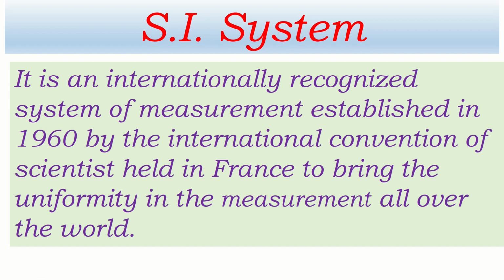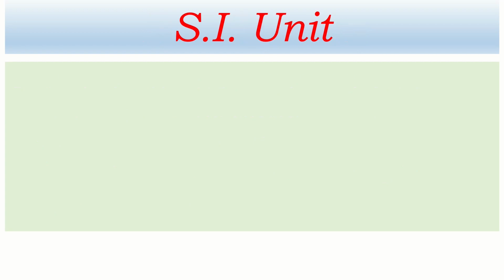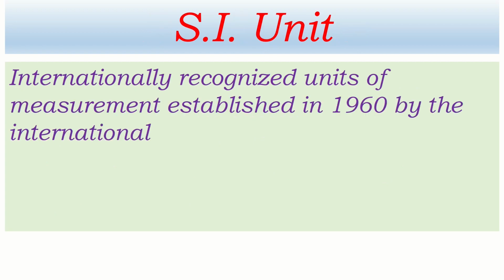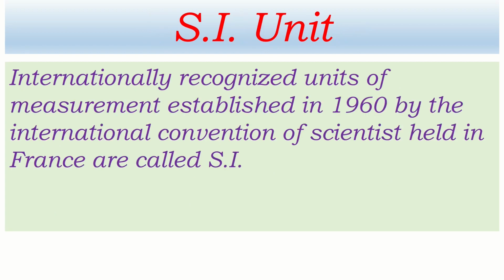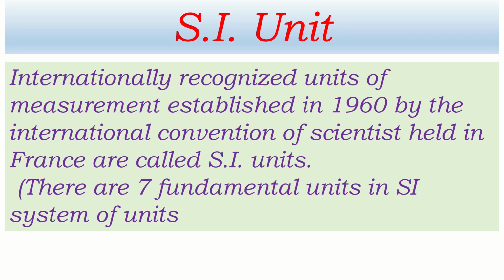The units assigned by the SI system are called SI units. We can say internationally recognized units of measurement established in 1960 by the International Convention of Scientists held in France are called SI units. This is our target. I mean to say we are using SI units in scientific measurement. Okay, there are 7 fundamental units in the SI system of units. But before this, I want to present one question.